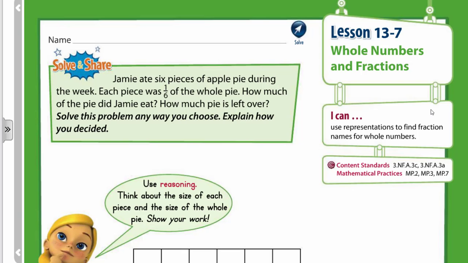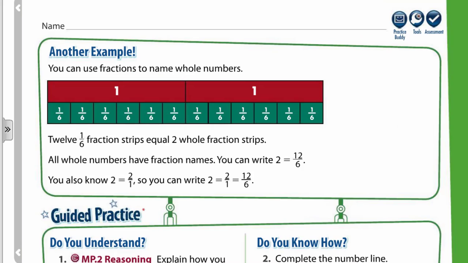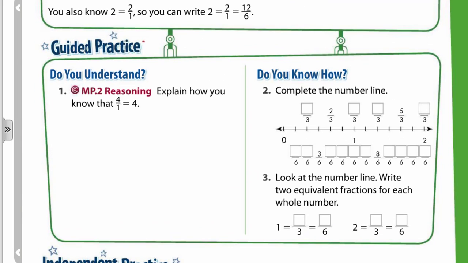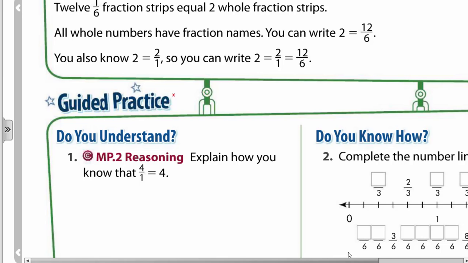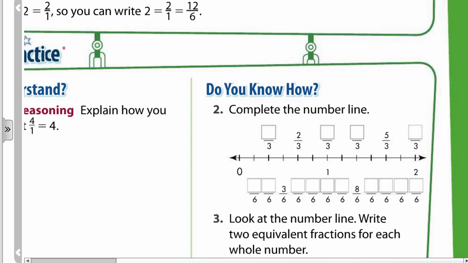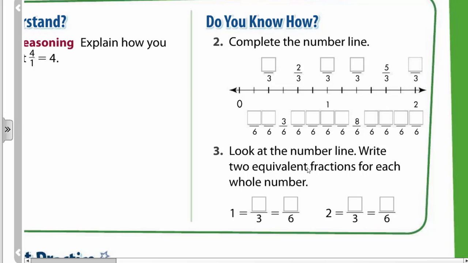Today's lesson is the seventh lesson in topic 13, whole numbers and fractions. What we'll do today, we'll solve questions like question number 2 and 3 here. In question number 2, complete the number line. We have a number line, we need to complete it. Then in question number 3, look at the number line and write two equivalent fractions for each whole number.